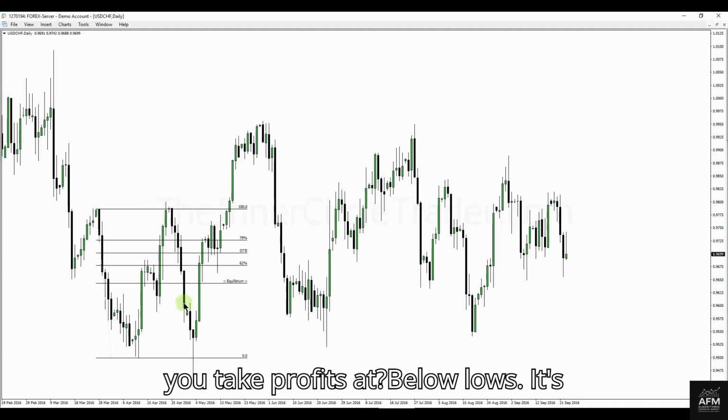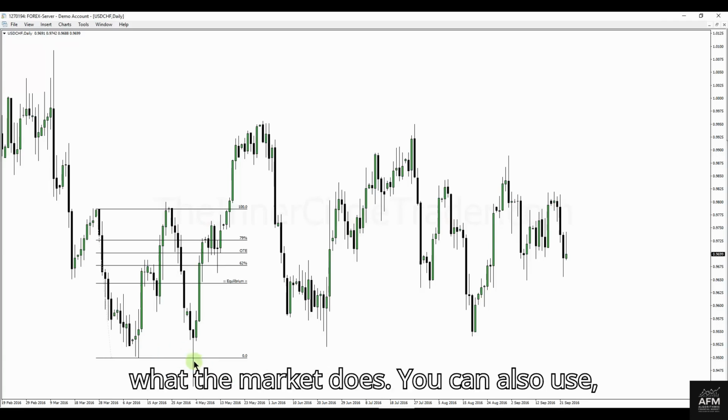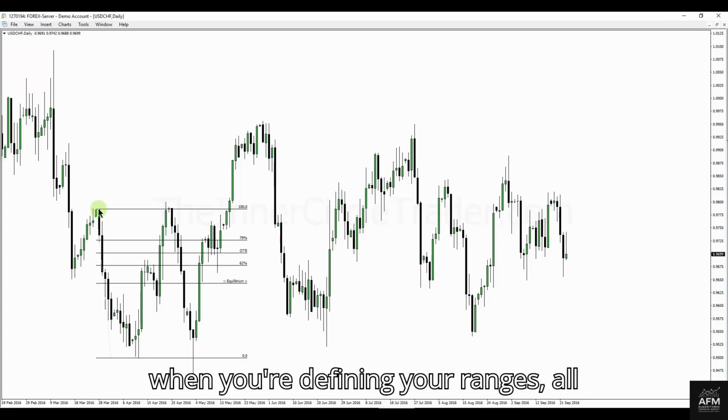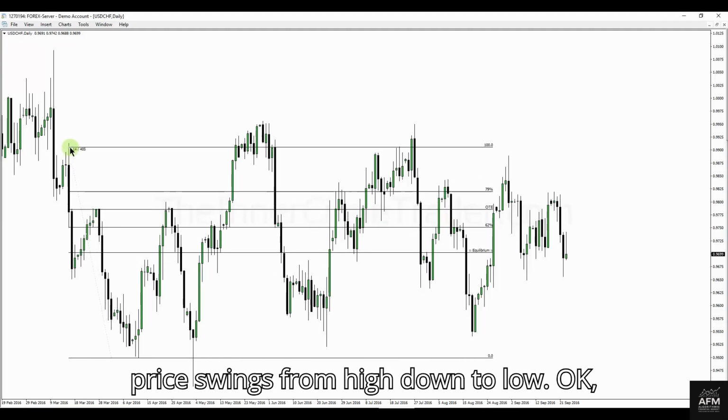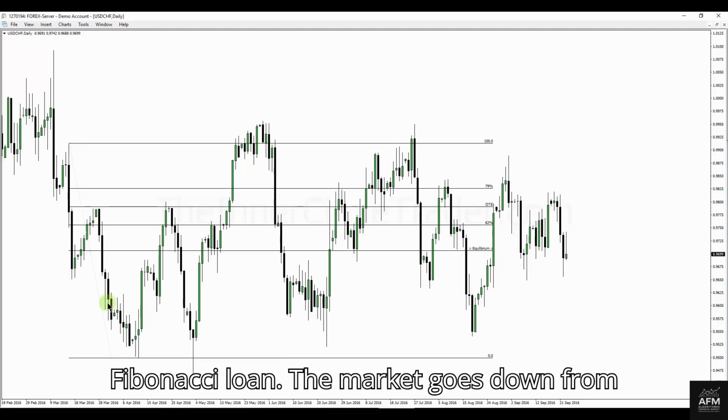Where is it going to go? Where do you take profits at? Below lows that are already established in the marketplace here and here. And you see that's exactly what the market does. You can also use, when you're defining your ranges, all price swings from high down to low. Okay, you want to anchor your Fibonacci on.